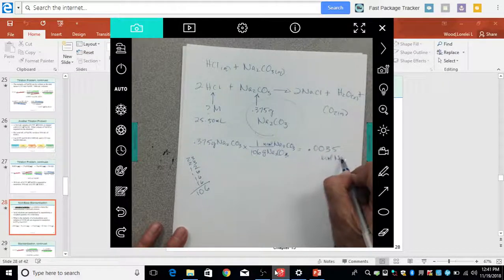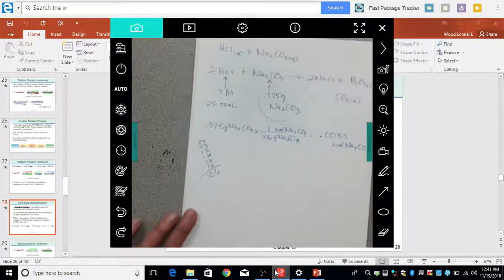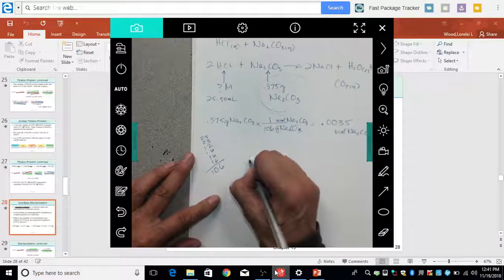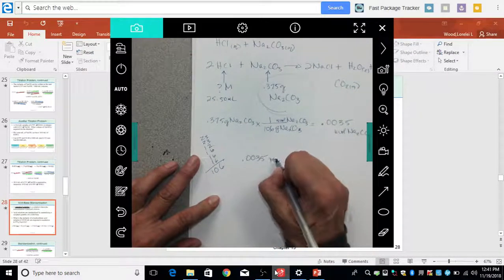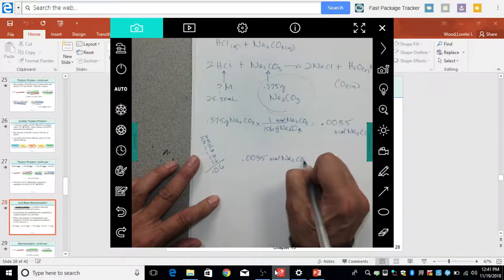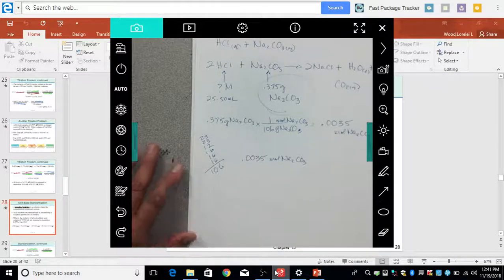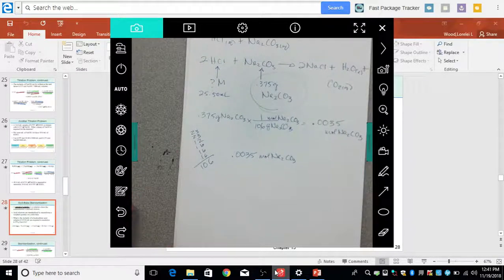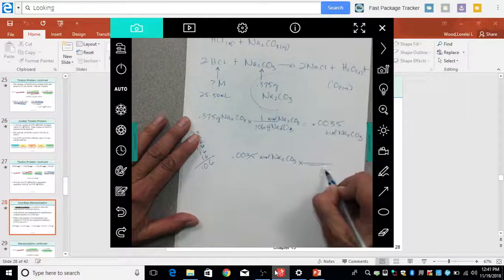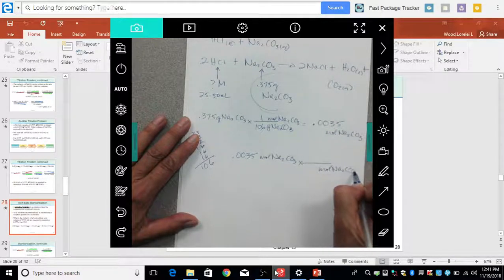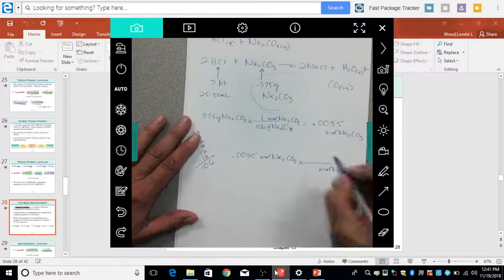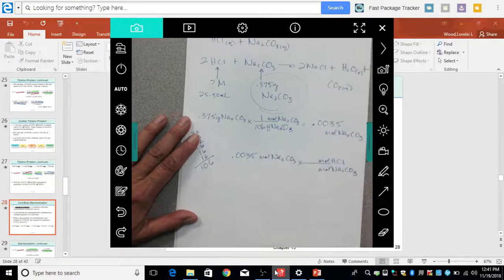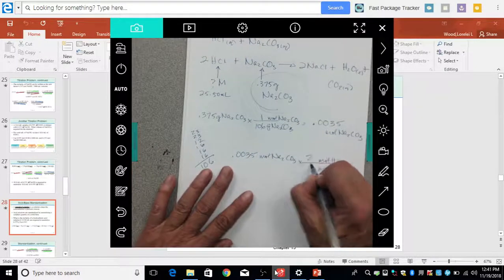Moles of the Na2CO3. All right, so if we got 0.0035 moles of Na2CO3, what do I want to use to figure something else out about that? I convert something to moles, what's the next step? Look at the balanced equation, look for mole-to-mole ratios, right? So we're going to go from moles of Na2CO3 to what? Moles of HCl. What's the relationship there? 2 to 1.